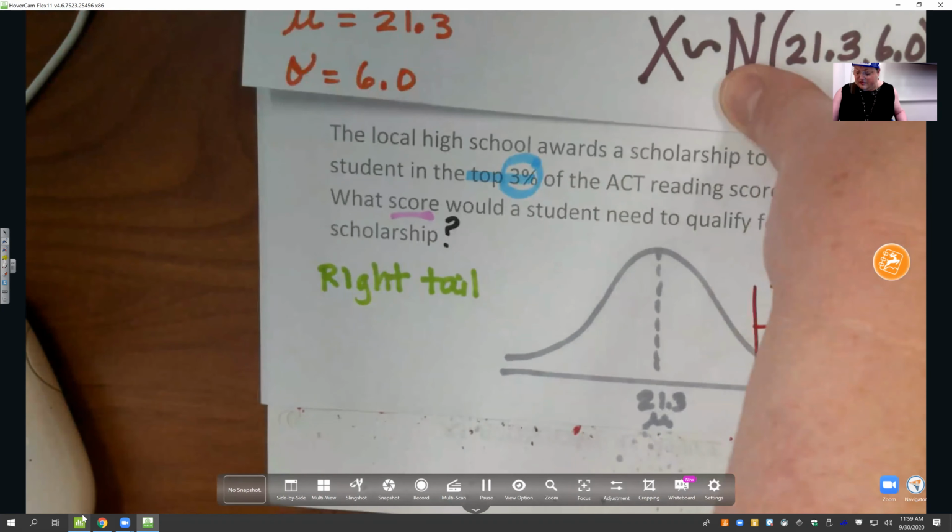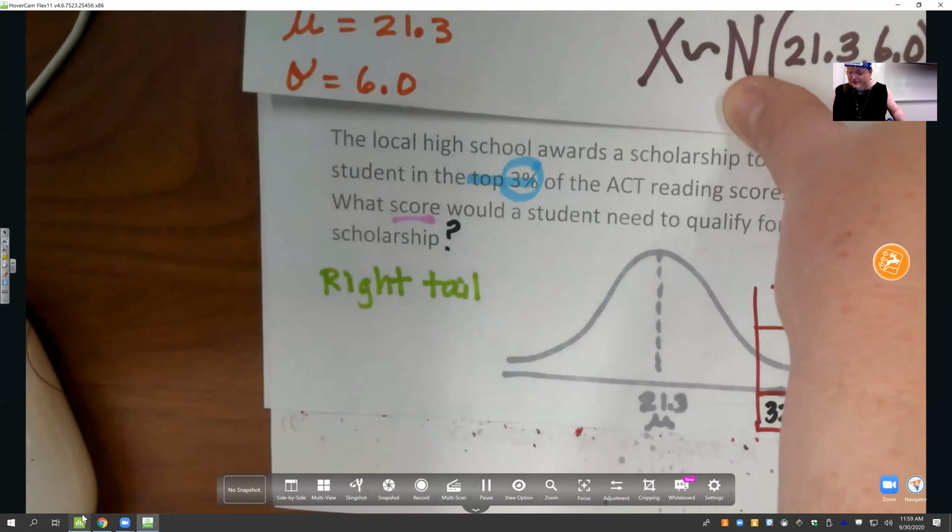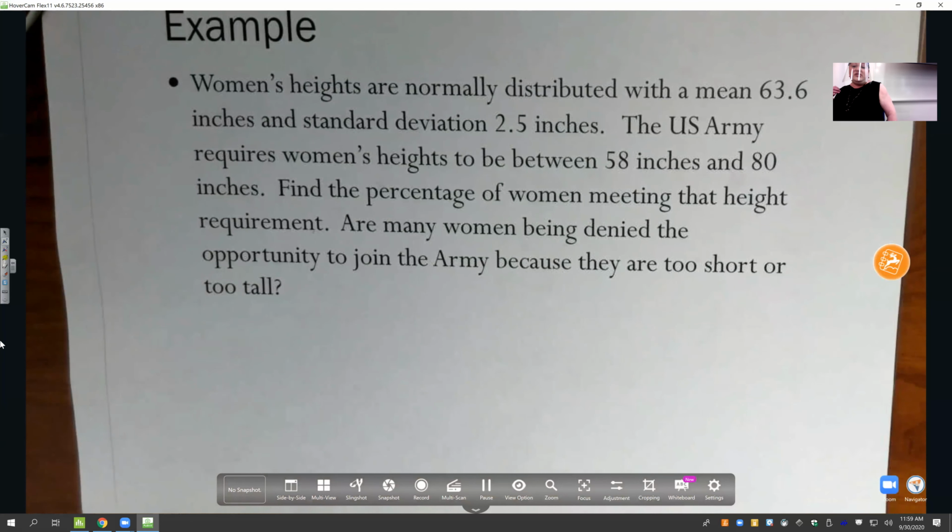All right, let's look at another. We're going to completely change the problem. And you can decide. I'm going to let you decide here in a minute. Okay, it says, women's heights are normally distributed with a mean of 63.6 inches and a standard deviation of 2.5.